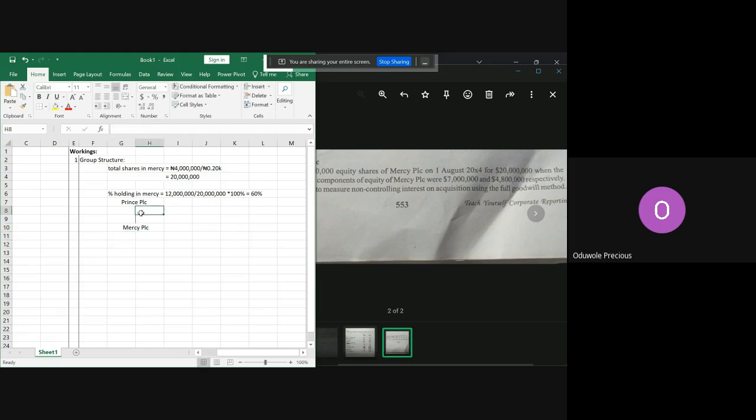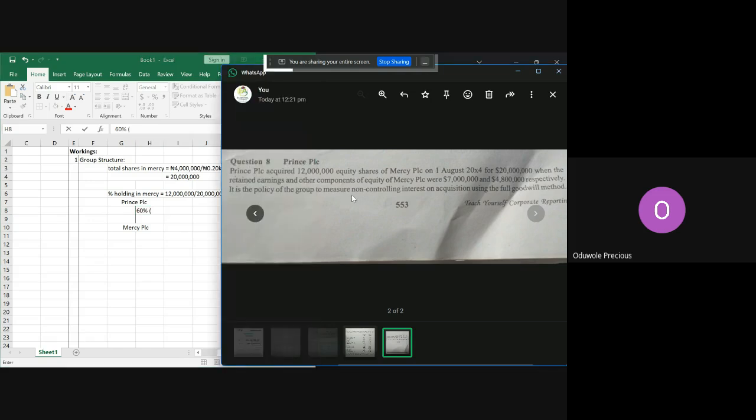So we can now write 60% here. In front of that 60%, I would advise you to put the year of acquisition there. What is the year of acquisition? It was acquired on 1st August 20x4.